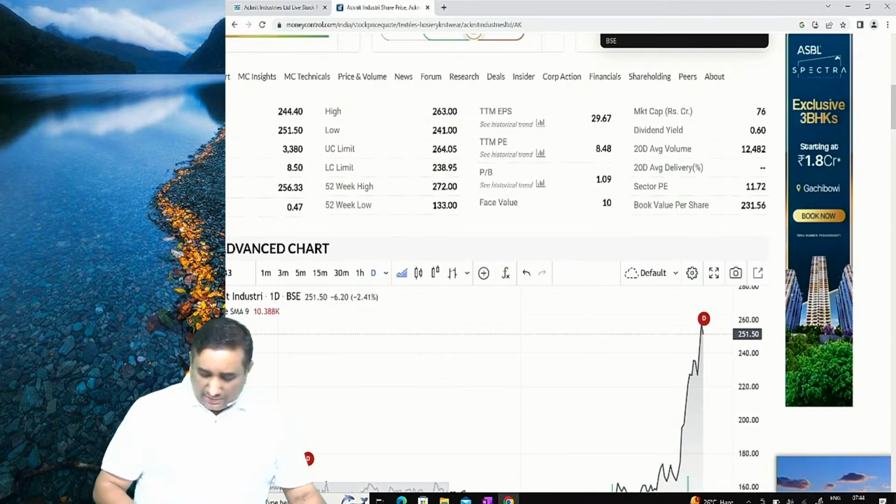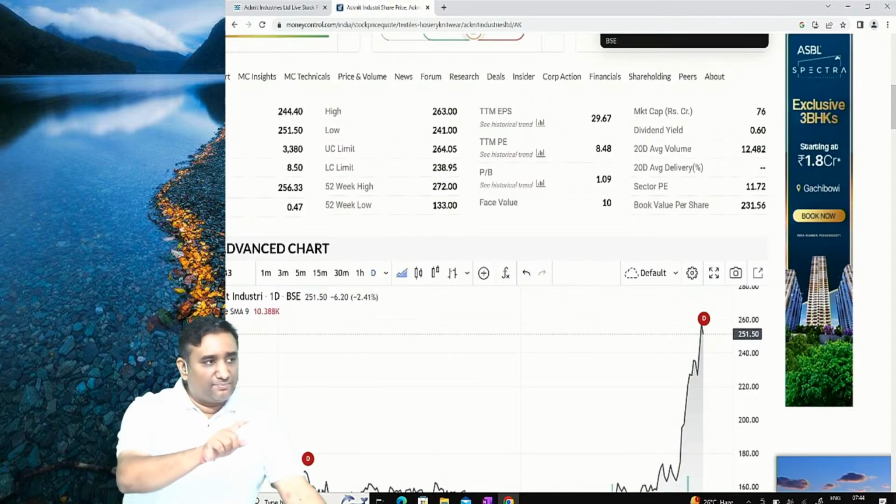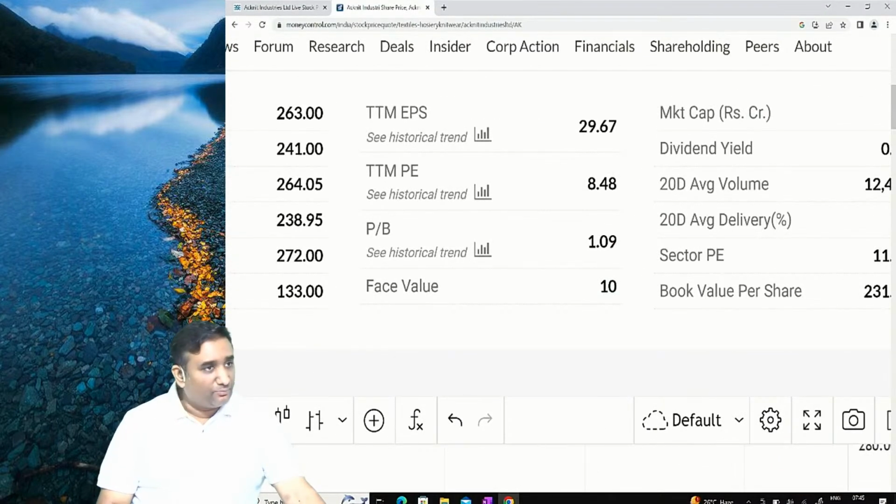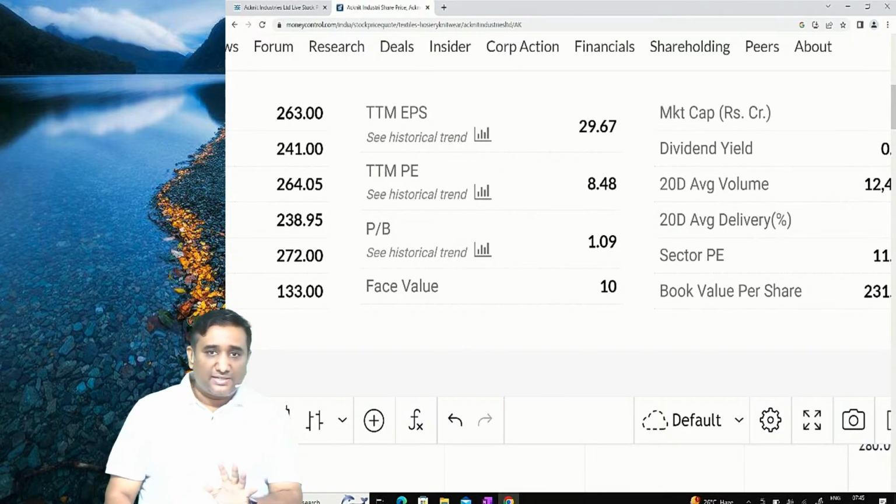My requirement would not be there. The book value is 231, and its price is 250. 250 divided by 231, how much does it come out to? 1 point something. Can you see the P by B here? 1.09. Is it matching? Yes.